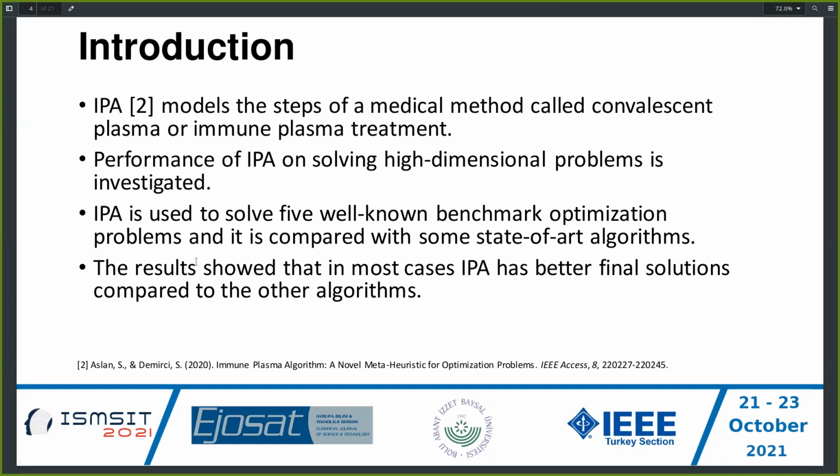In this paper, IPA, short for immune plasma algorithm, is used to solve 5 well-known benchmark optimization problems, and it's also compared with other state-of-the-art optimization algorithms. The results show that in most cases, the IPA has a better final solution compared to the other algorithms.